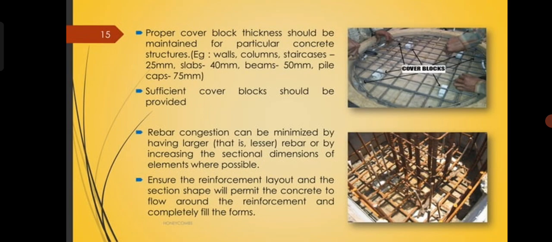Proper cover block thickness should be maintained for particular concrete structures. Example: walls, columns, staircases 25 mm, slabs 40 mm, beams 50 mm, pile caps 75 mm. Sufficient cover blocks should be provided. Rebar congestion can be minimized by having larger rebar spacing or by increasing the sectional dimensions of elements where possible.